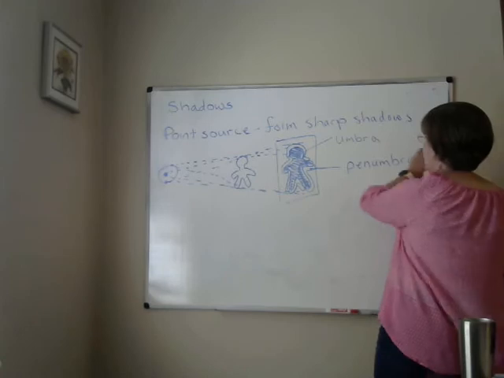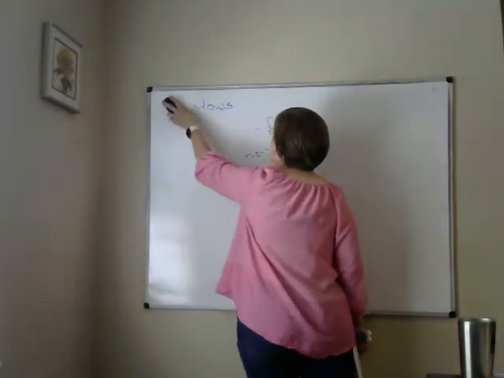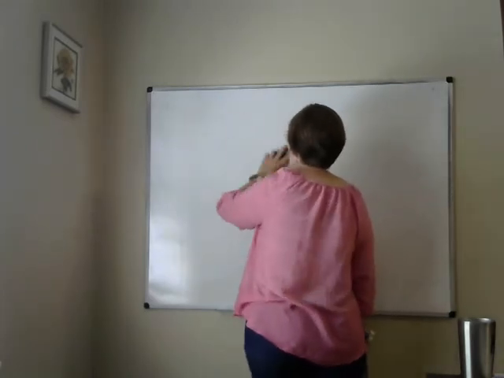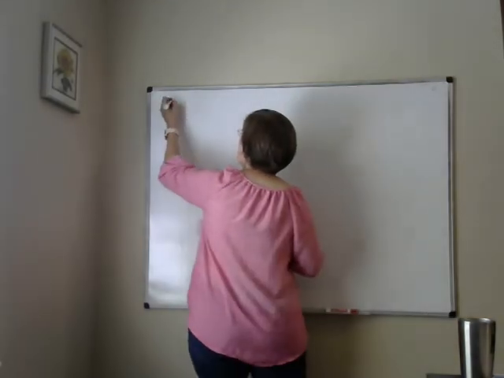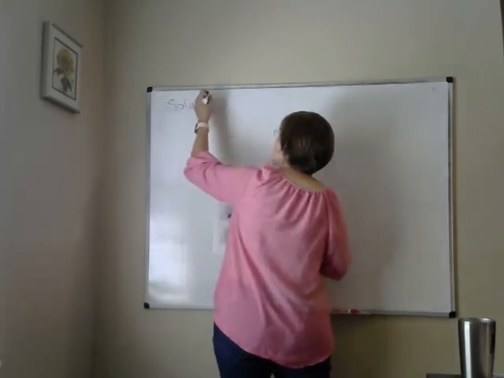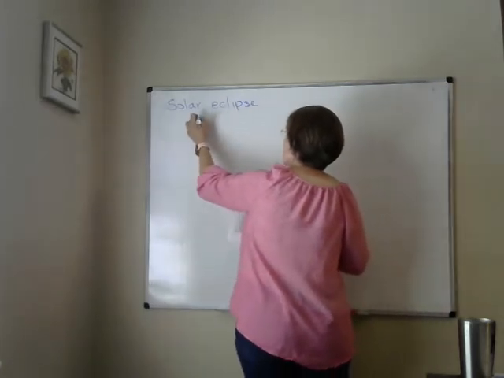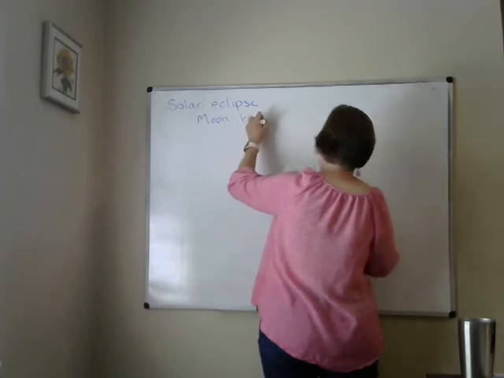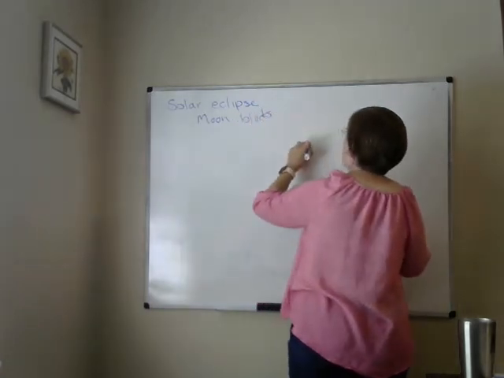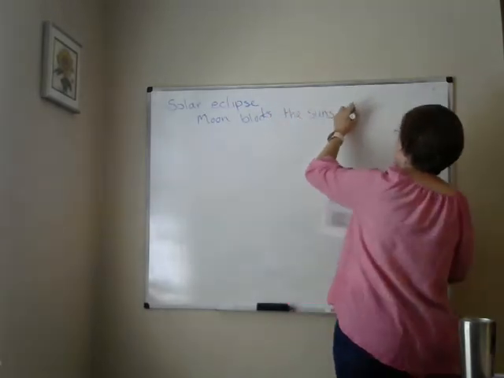Probably the most interesting shadows are eclipses. There's two types of eclipse. There's a solar eclipse. Now, in a solar eclipse, the moon blocks the sun's rays.